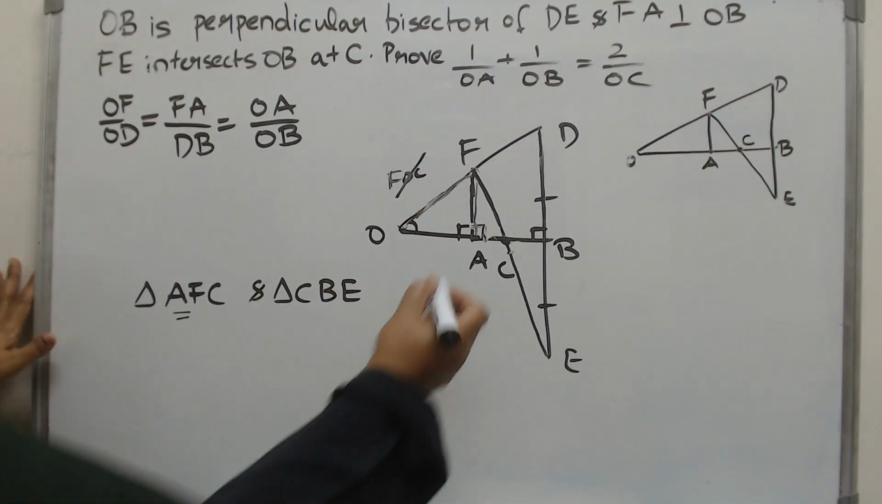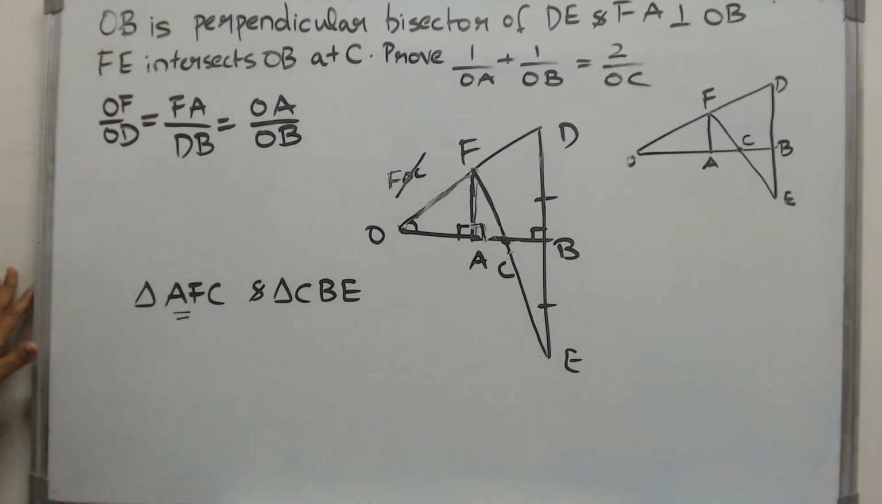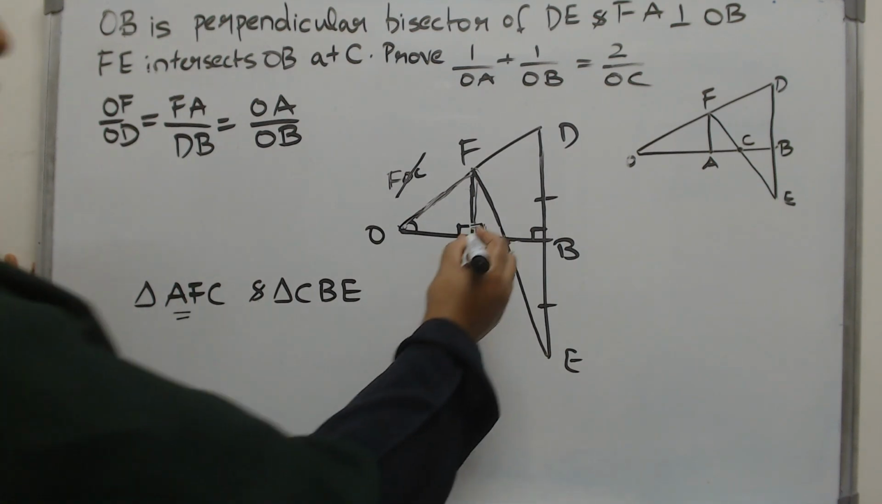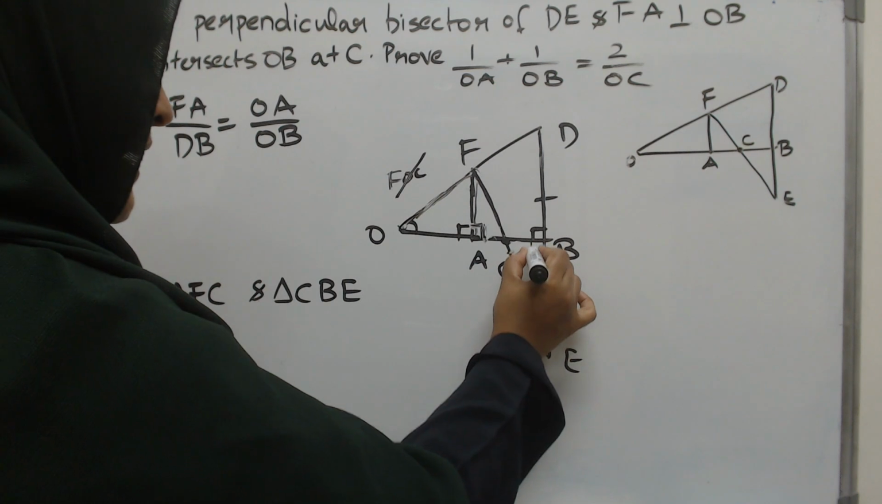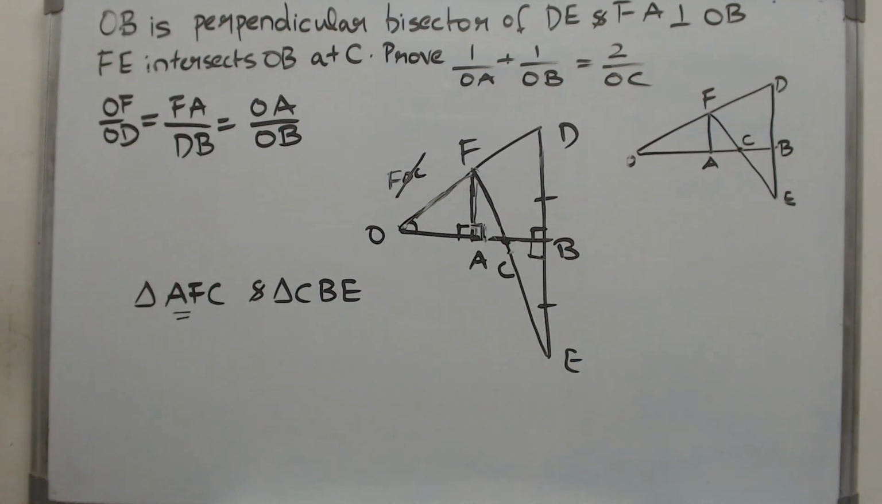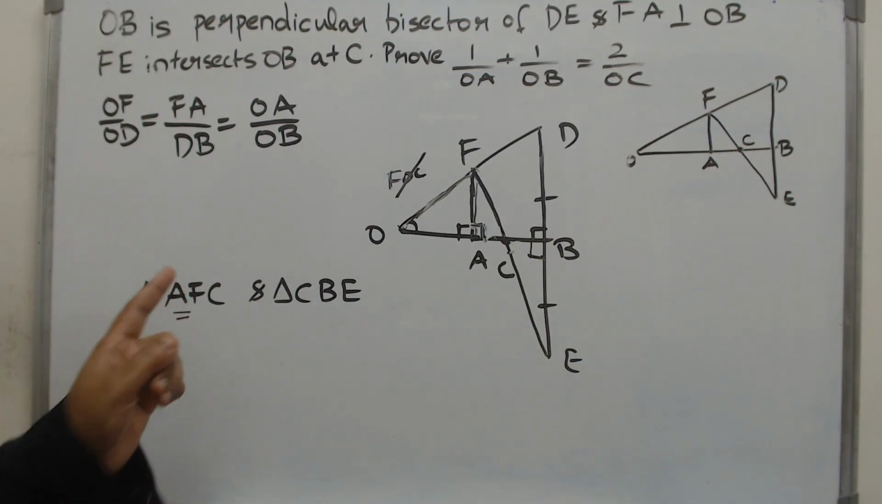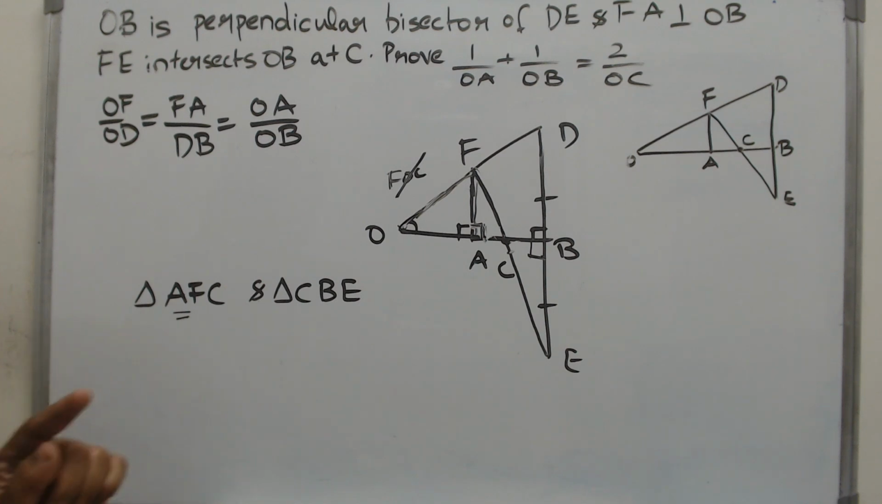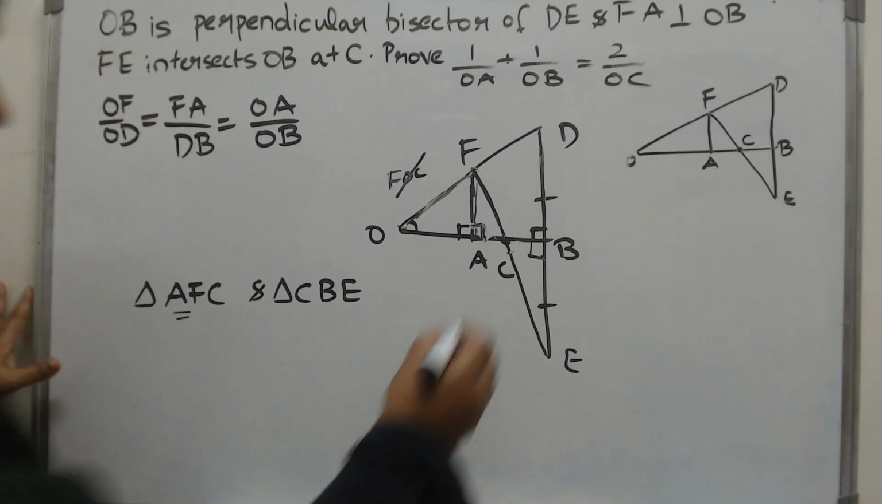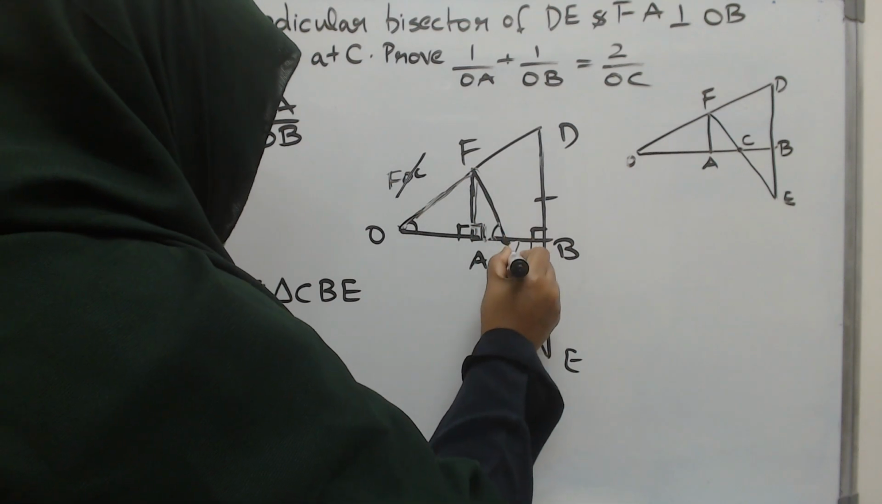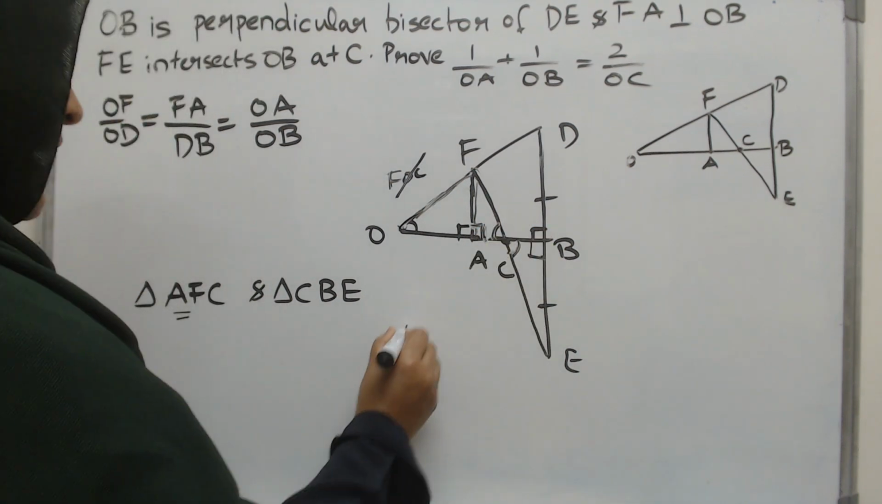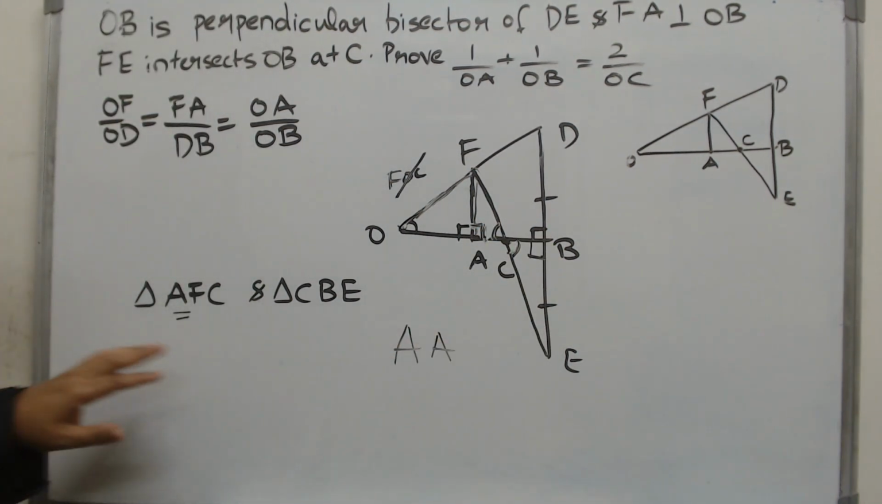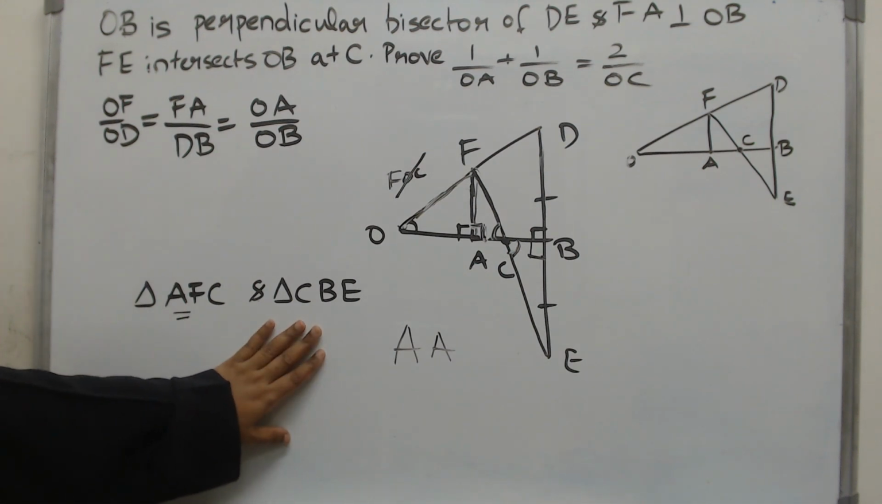Because you will notice that it is again a right triangle. So you already have one angle equal. A right angle here, a right angle here. You just need another equal angle. And where will you get it? Here. Vertically opposite angles. There, you see, again using AA you can prove that these two are similar.